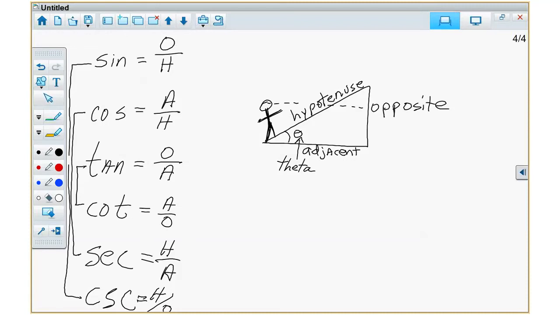But if you use this, whenever you know where theta is, you won't have to memorize anything. Because if you want the sine of this triangle, you just take the opposite and put it over the hypotenuse. Opposite over hypotenuse. Adjacent over hypotenuse. Opposite over adjacent. Whatever those numbers are, you're going to put them in. Everybody with me? Okay. Never fails.